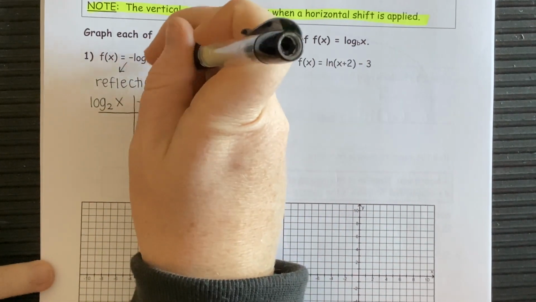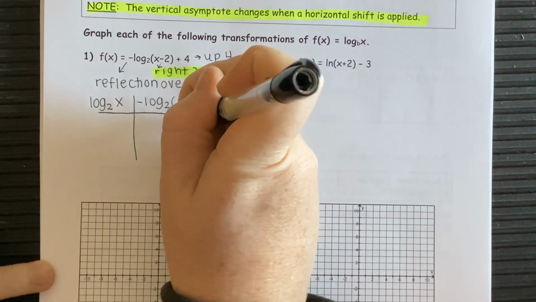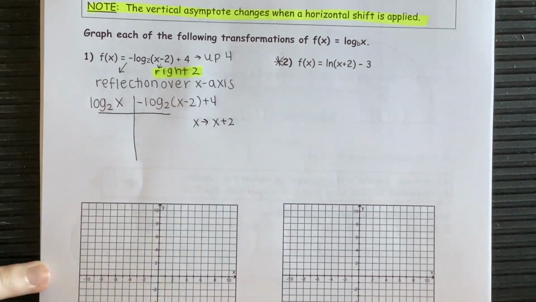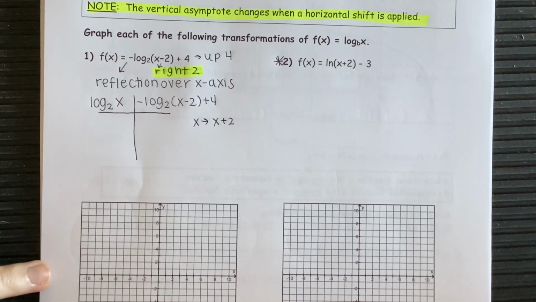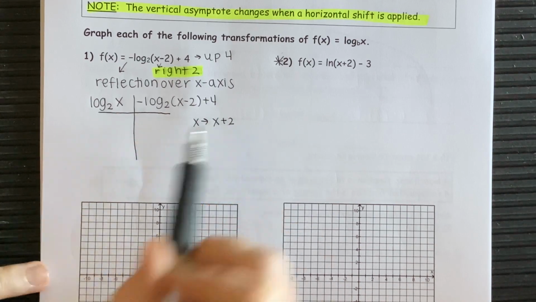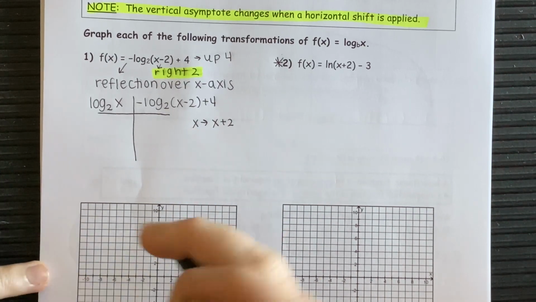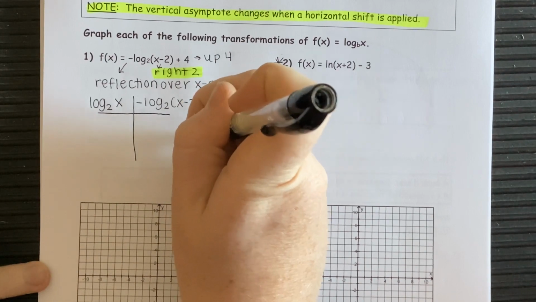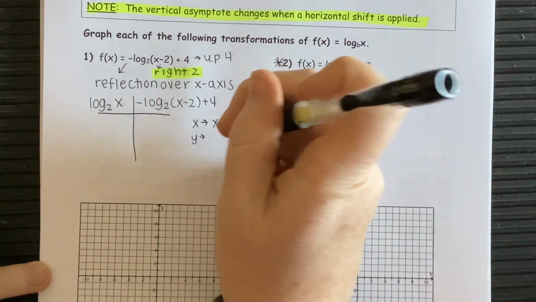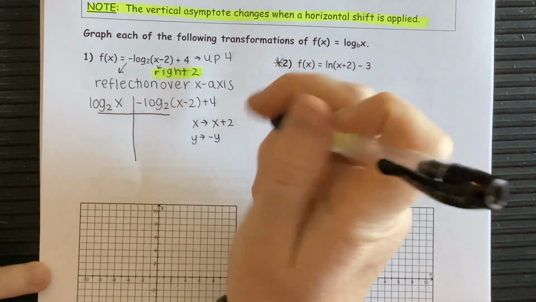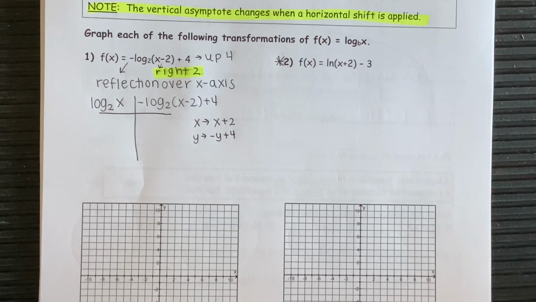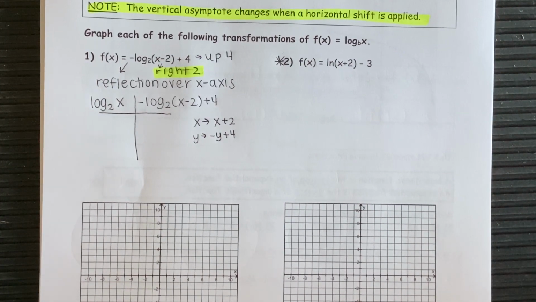Remember, it's always opposite of your equation. So that means to go from x to our new x, we're going to do +2. So from parent function to transform, we're going to take whatever it was and add 2. For our y value, we're reflecting over the x-axis, so that's going to make our y negative, and we're going up 4. So that's what our rules should look like.